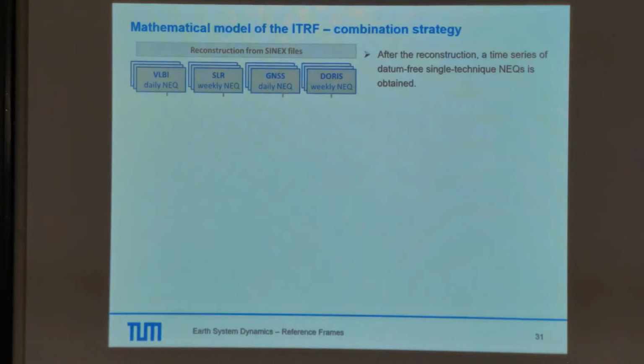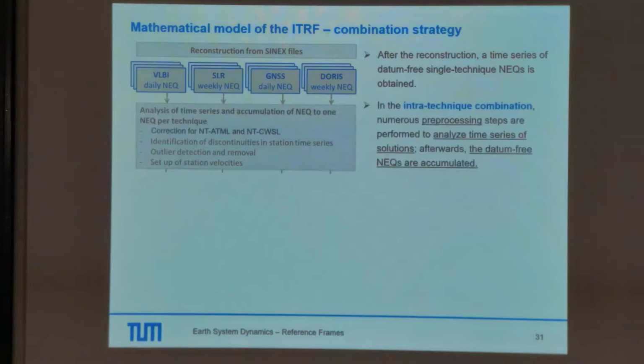And what we do is, after the reconstruction, we have a time series of datum-free single technique normal equations. So we have our 4 techniques. They are totally independent from each other. And for VLBI, we have, for example, daily normal equations. For SLR and DORIS, we have weekly normal equations. And for GNSS, we also have daily normal equations. So we have to deal with different techniques, with different temporal resolutions, and so on and so on.